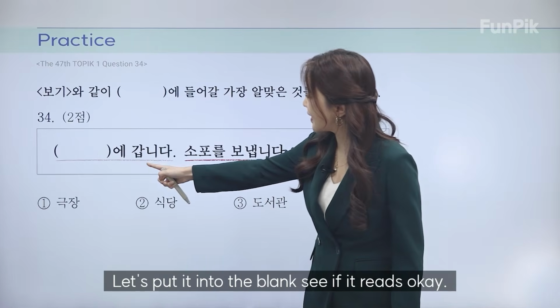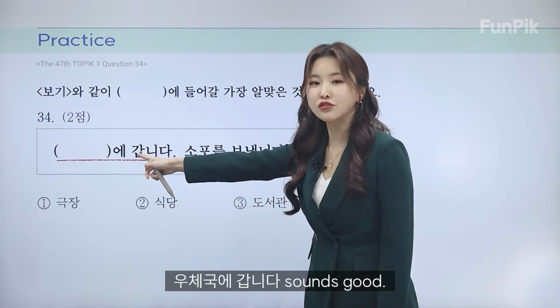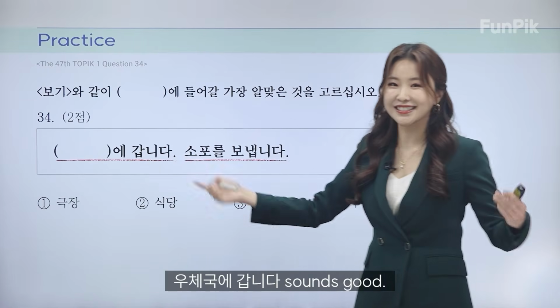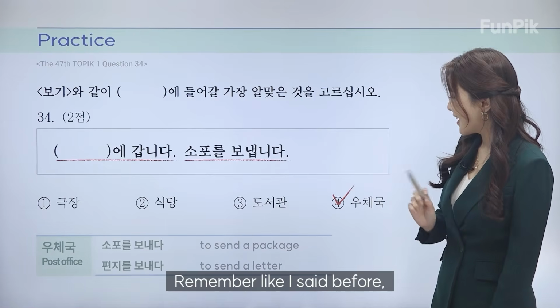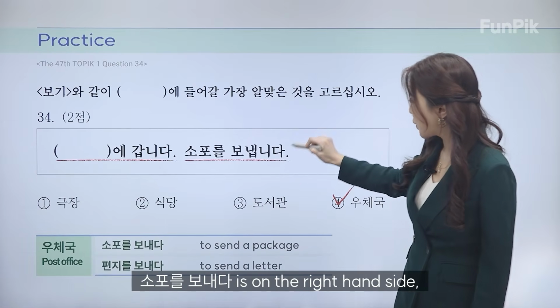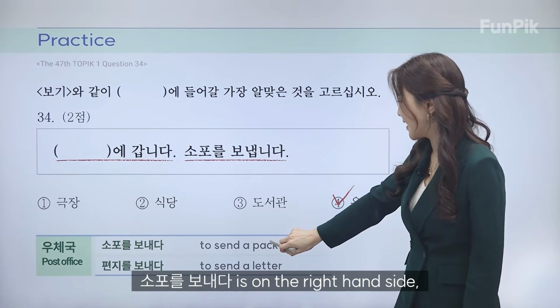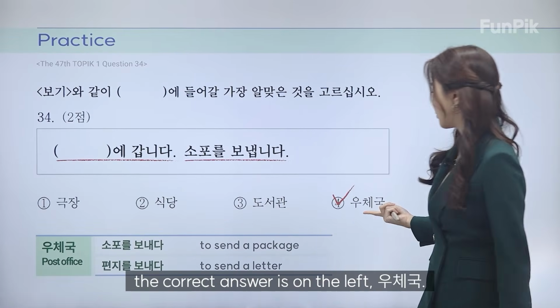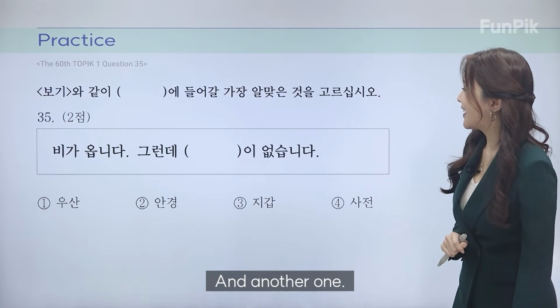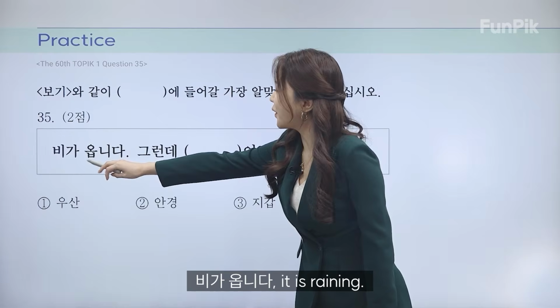Let's put it into the blank, see if it reads okay. 우체국에 갑니다. Sounds good? That is the correct answer. And remember, like I said before, 소포를 보내다 on the right-hand side, correct answer on the left, 우체국. And another one. 비가 옵니다.